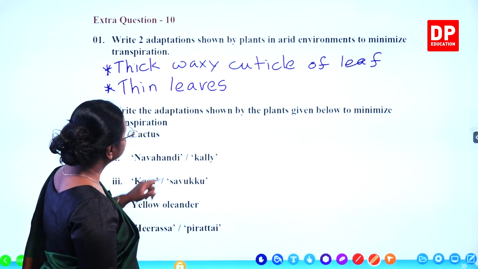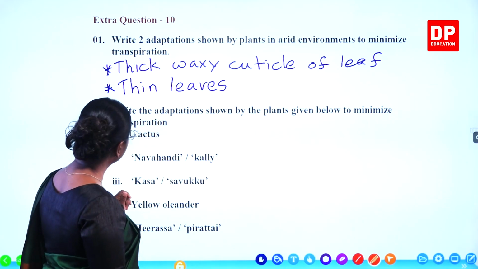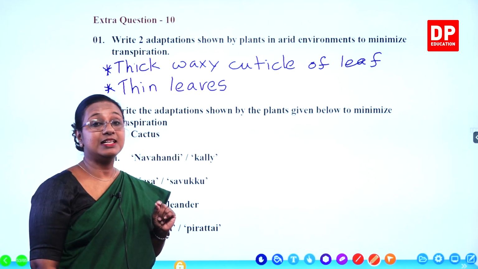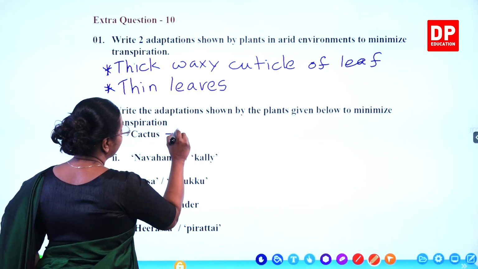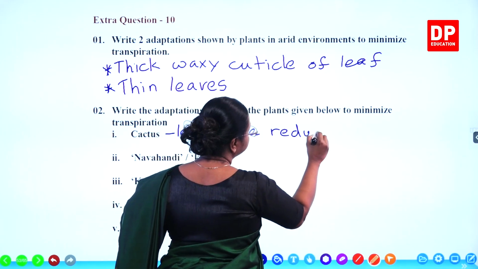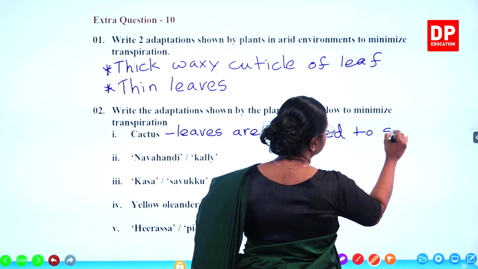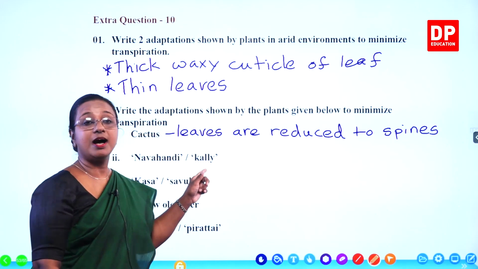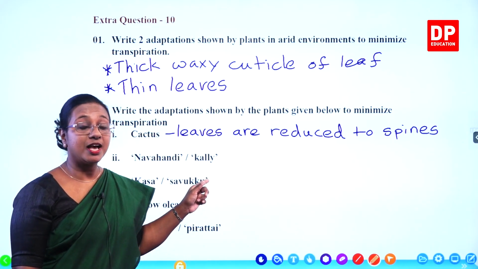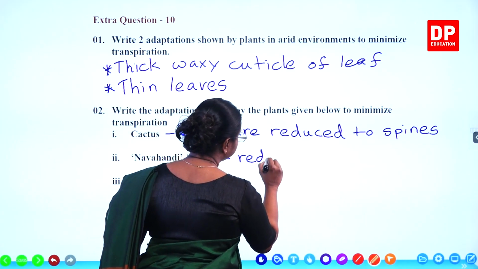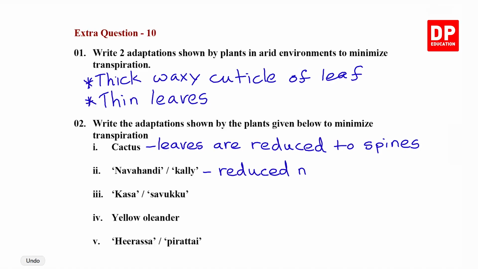Then write the adaptation shown by the plants given below to minimize transpiration. So what do you see in cactus? In cactus, the leaves are reduced to spines. So that's what we have to write here. Leaves are reduced to spines. Then what about Navahandi or Kalli plant? What is the adaptation there? The reduced number of leaves. So here, reduced number of leaves.